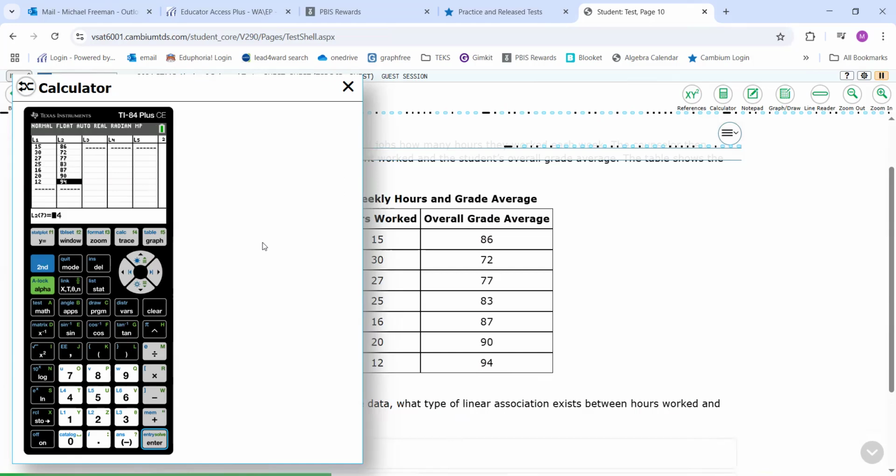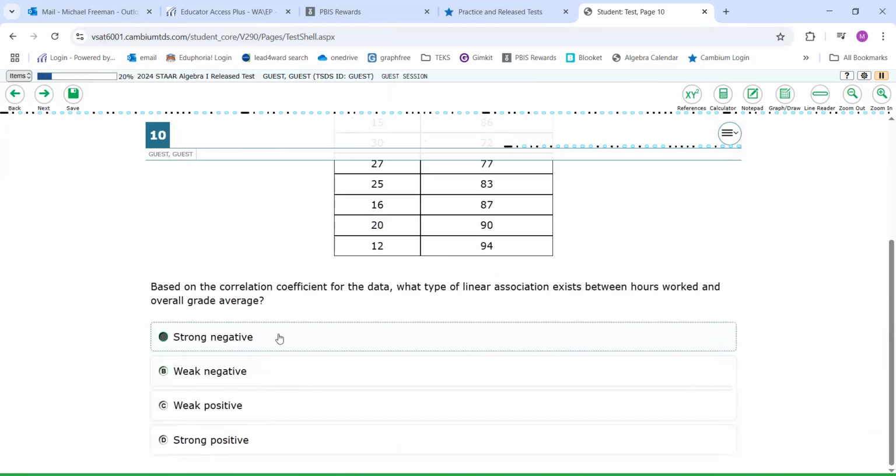Okay. So now that I've typed them in, I go back to stat, but now I go over to calculate. So I want my calculator to calculate my data. And then I hit 4. All right, so our R value is negative 0.90, right? We just look at the first two decimals because we want to think about it like it's a percent. Well, if it's negative 90%, man, that's super strong, right? The strongest it can be is 100%. So I know it's negative, and 0.90 is 90%. So that's going to be a strong negative correlation coefficient.